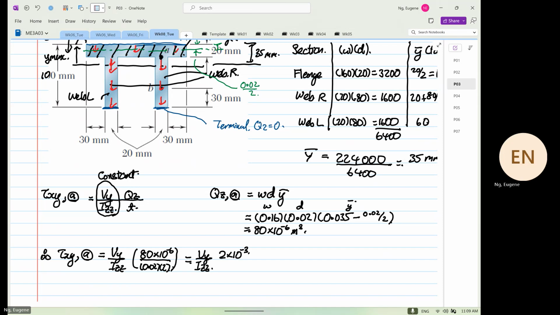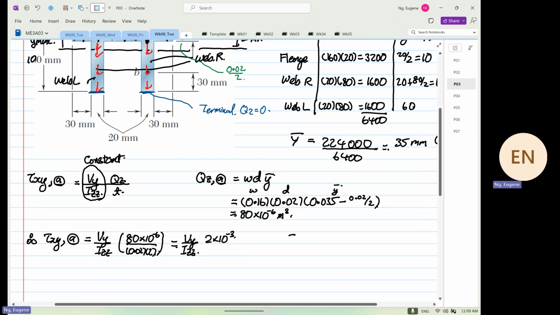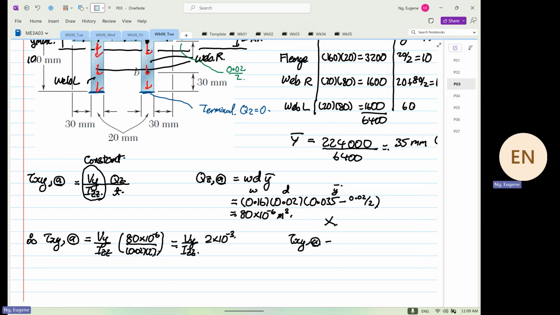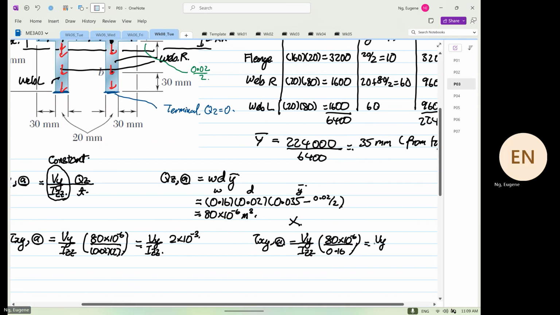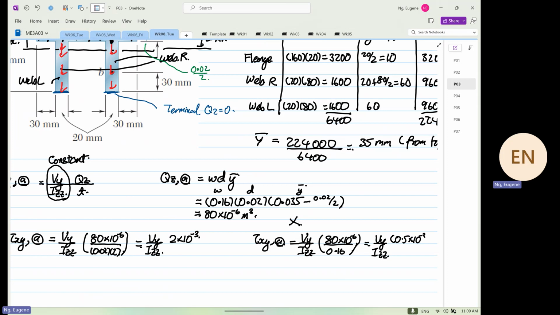Now, you don't use this value. Okay, what I'm showing you is the wrong thing. This part, this side, is the wrong one. Vy over Izz multiplied by 80 times 10 to the power minus 6. Then I'm going to divide by 0.16. So this is equal to what? 80 times 10 to the power minus 6 divided by 0.16. So this is equal to 500, or this is equal to 0.5 over Izz, 0.5 times 10 to the power minus 3.